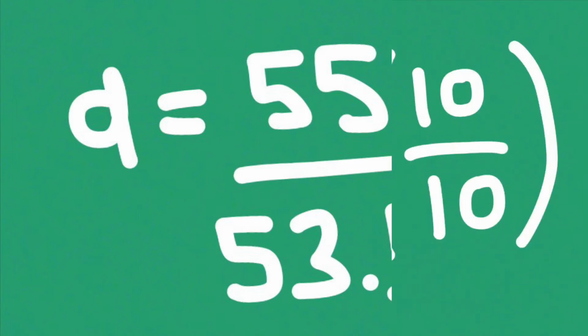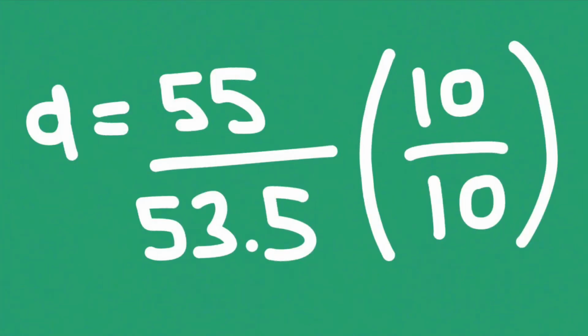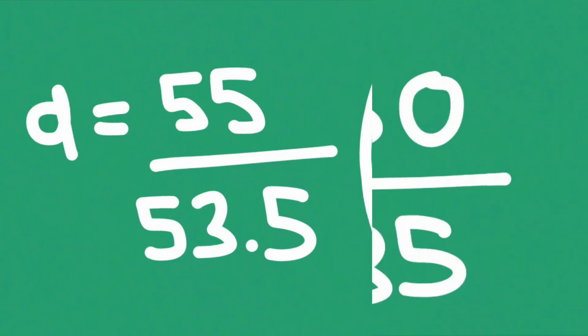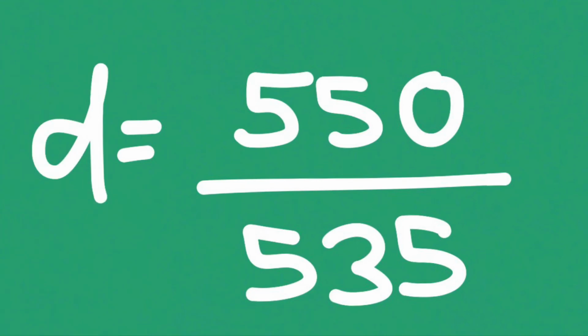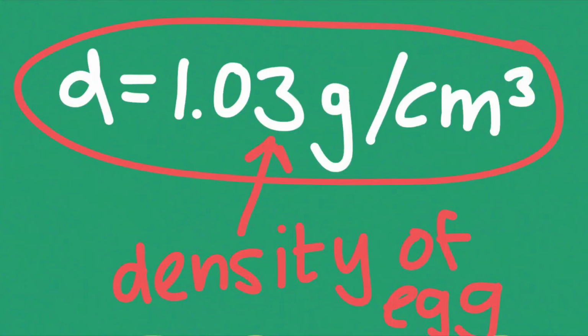To do that, we must multiply the denominator by 10. If we multiply the denominator by 10, we must also multiply the numerator by 10 to keep the fraction equal. Once we do that, we're left with a value of 550 over 535, so we can go ahead and divide that fraction. That leaves us with the number 1.03.